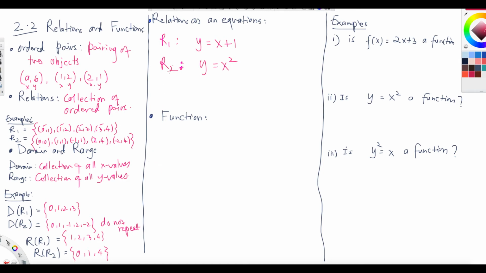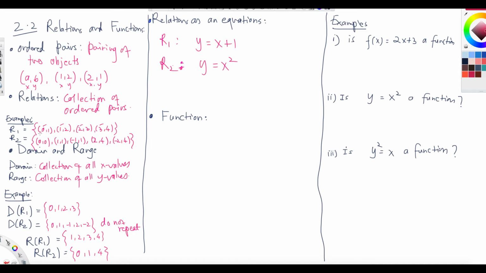Not all relations can be written in equation form, only some of the relations. It depends on how the ordered pairs are. Some of the ordered pairs are related by a fixed rule, some may not be related by a fixed rule. So this is how we write the equation for a relation.